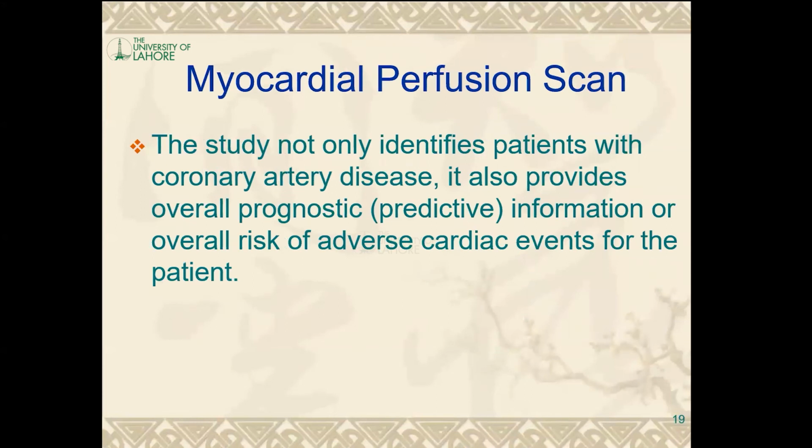Another use of nuclear medicine is myocardial perfusion scan. Myo means muscle and cardial means cardiac, it takes from the root word heart. So myocardial perfusion scan is used to identify coronary artery disease. It also provides overall prognostic information, or overall risk of cardiac events for the patient.